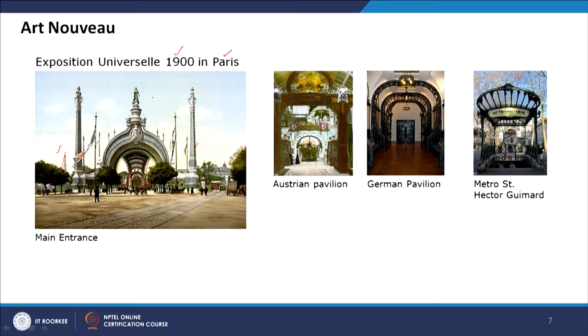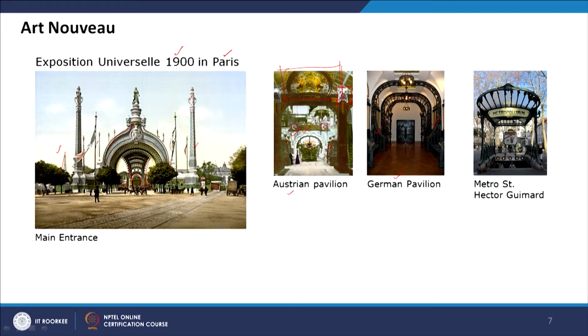And here you look at the style. This is Art Nouveau style of design. This was the main entrance, and this was the Austrian pavilion. If you look at these ornate designs, this is Art Nouveau style in the pavilion where they showcased their artwork. This is the German pavilion in the same symposium, where they showcased Germany's work of Art Nouveau.